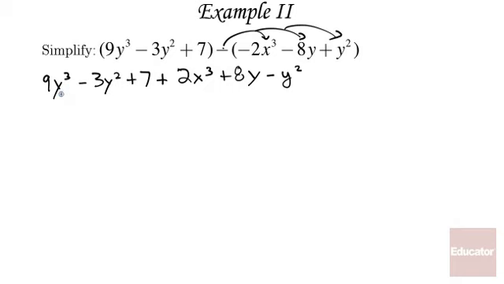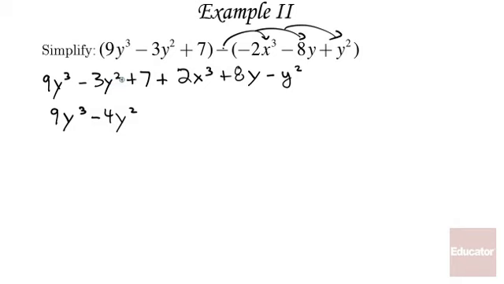So that is going to just stay by itself. This is 9y cubed. So let's look for y squared terms. Well, I have negative 3y squared, and I have negative y squared. So that's going to be negative 4y squared. Okay, that's my y squared terms.